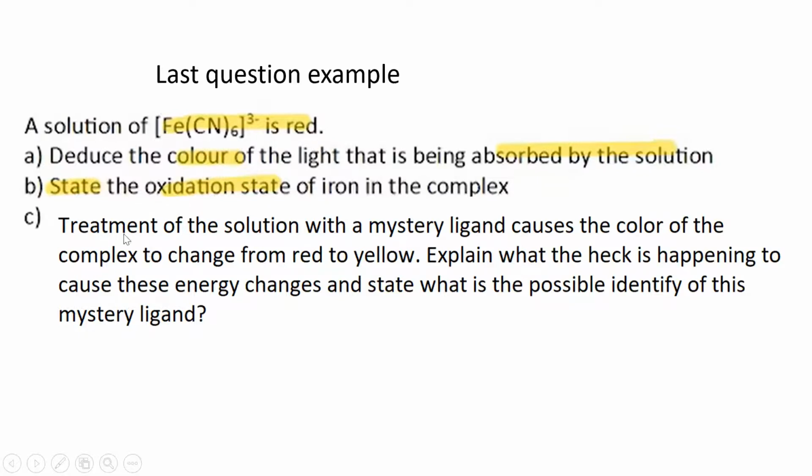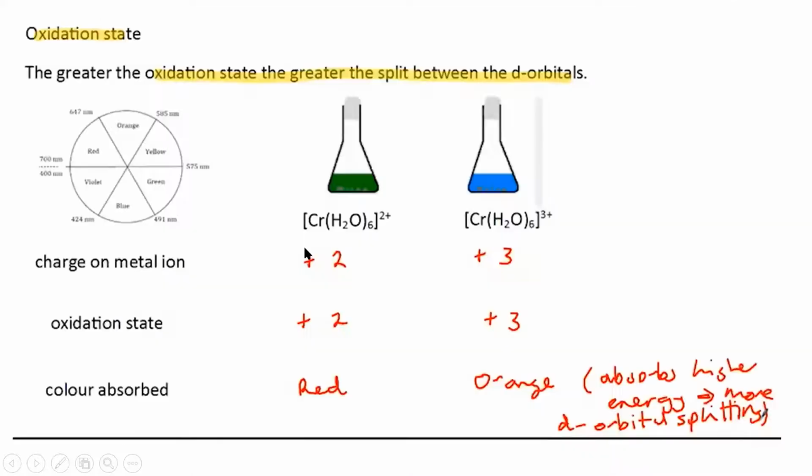Then part C, treatment of the solution with some mystery ligand. So let's pay attention to this statement. If I use some other ligand besides CN, it would change the color that I see from red to yellow. So now we're going to talk about yellow. Go back to the color wheel. If I'm going to see yellow, that means now I'm absorbing violet, instead of green. So it used to be red and I absorb green. Now I see yellow and I'm absorbing violet.